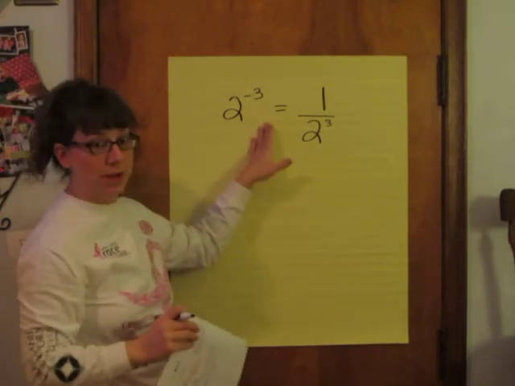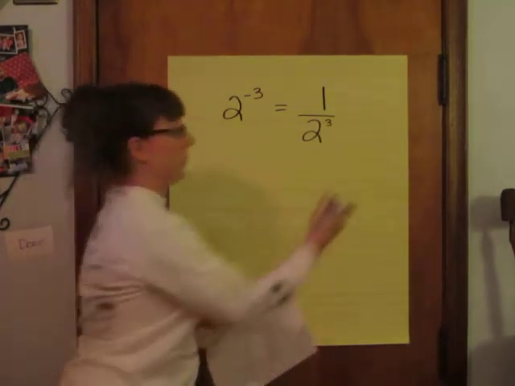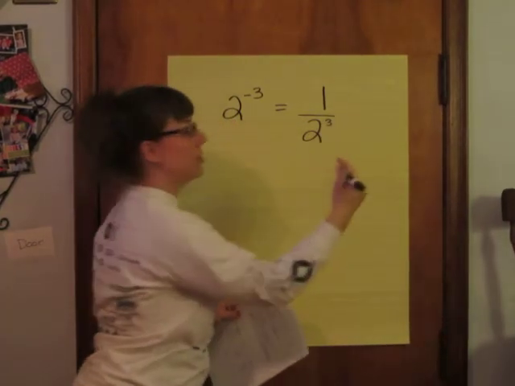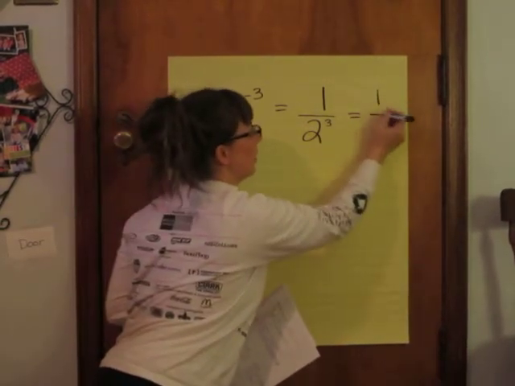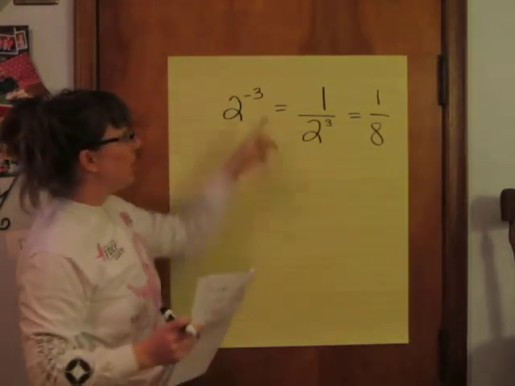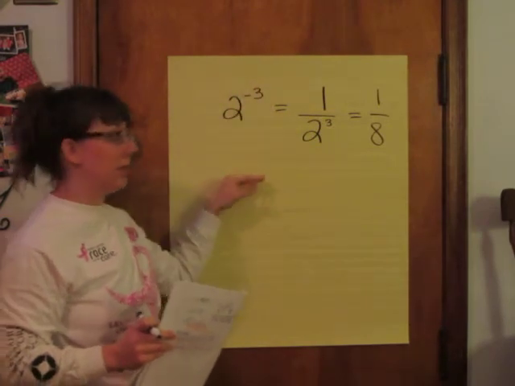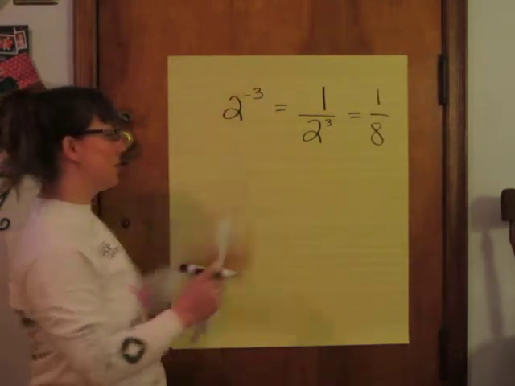Now that's not simplified, you know that, because 2 to the third power is really 8. 2 times 2 times 2 is 8. So it becomes 1 over 8. In fact, really the negative just means move it from, if it's on the top, move it to the bottom. If it's on the bottom, move it to the top.